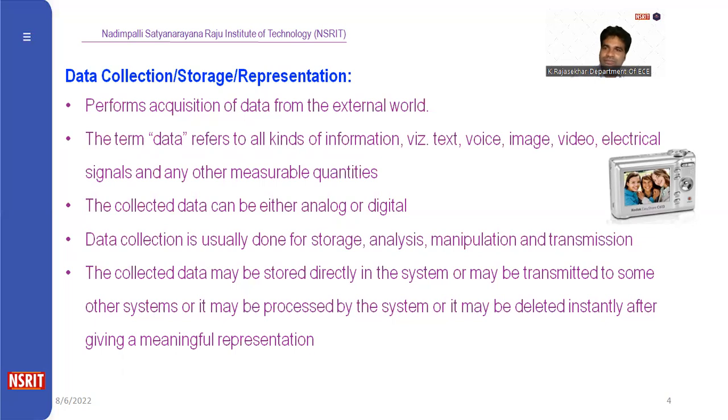Taking a picture from the digital camera is the data collection. After that, you can represent it. After that, you can store the same image in the digital camera. So that is the data collection, storage, and representation. Devices like hard disk and pen drive are some examples of data storage.